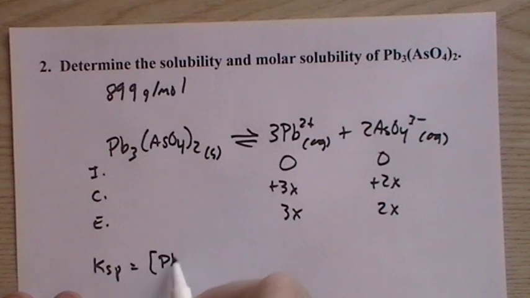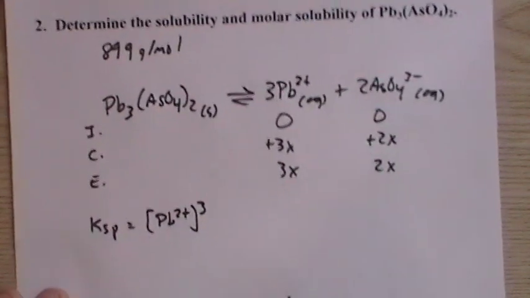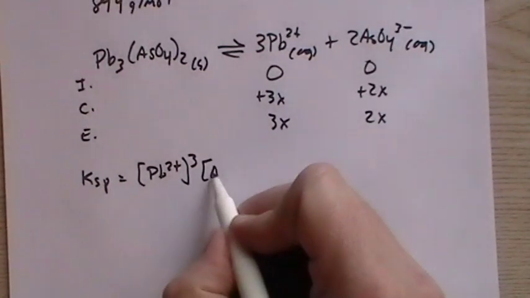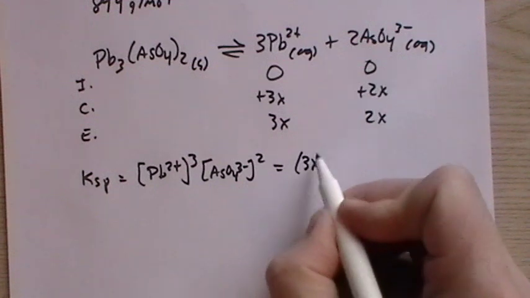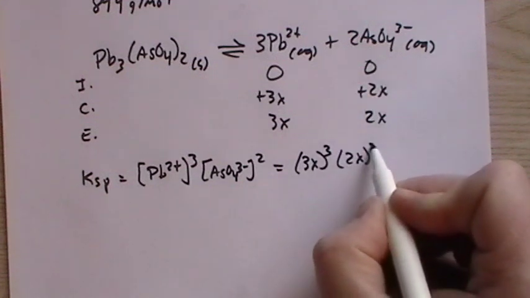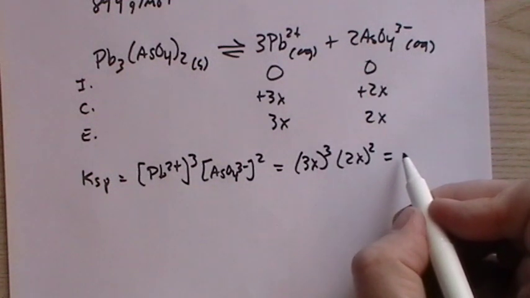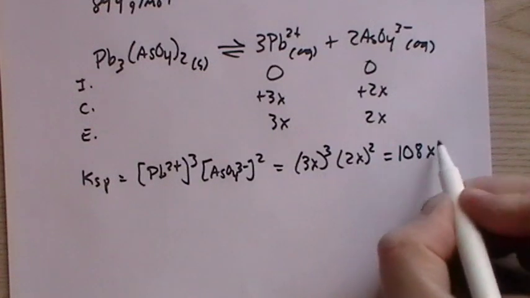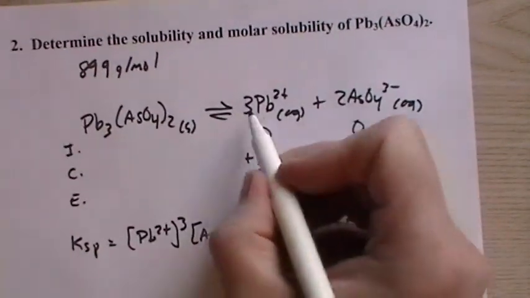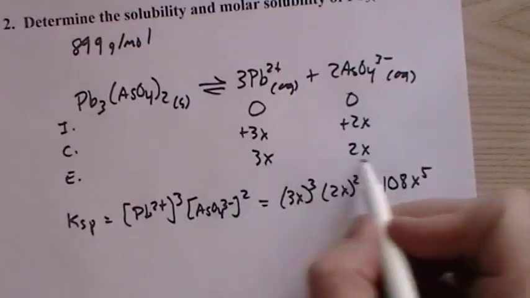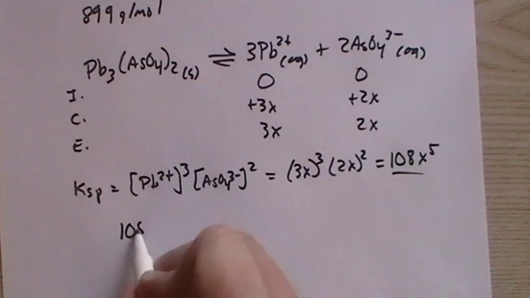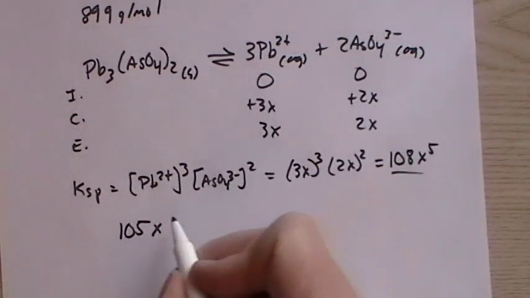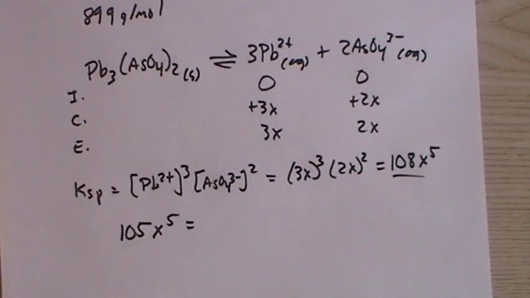This is lead 2 cubed, and then the arsenate. And so this is 3x cubed, 2x squared. And this comes up to be 108 x to the 5th. So when the ratios are 3 to 2 and we just have x's involved, you should expect to see that number. So there's certain numbers that we have for these different ratios that will become very familiar. I'm not saying that you need to know them now. You'll just learn them as you go.